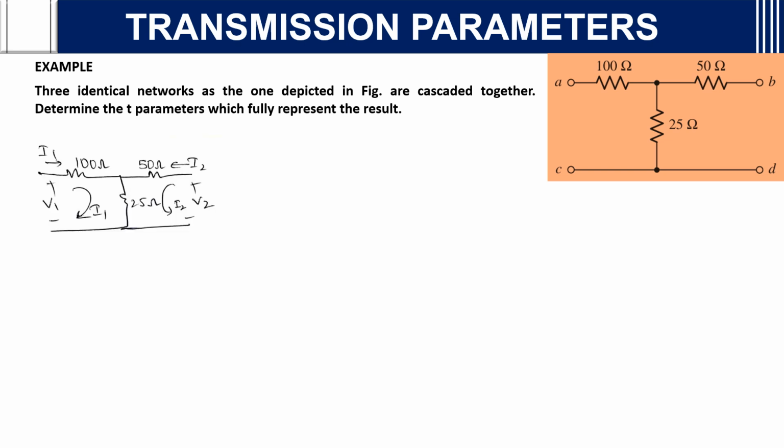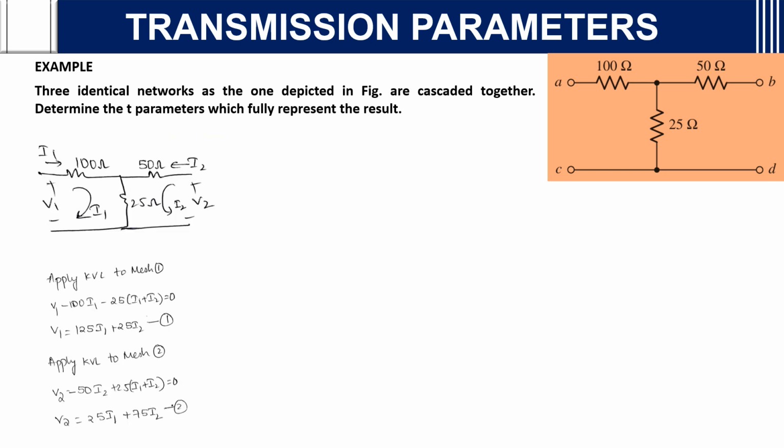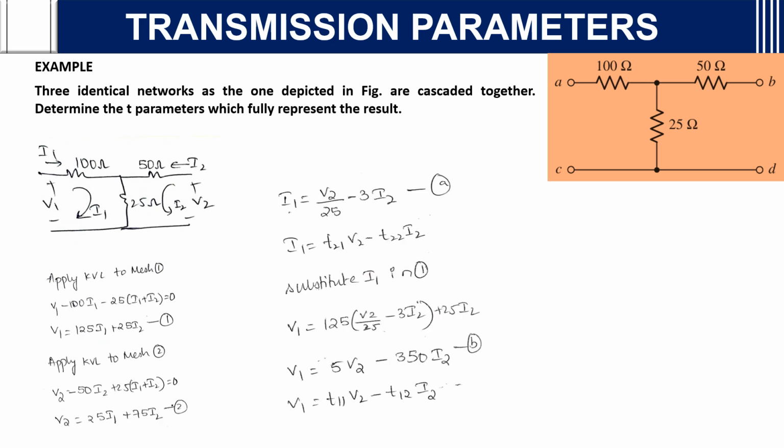First we'll consider I1 and I2 currents, and apply KVL to mesh 1 and mesh 2. We'll get V1 as 125 I1 plus 25 I2 and V2 as 25 I1 plus 75 I2. Then from equation 2, we'll take I1. I1 equals V2 by 25 minus 3 I2, which is in the form of T21 V2 minus T22 I2.